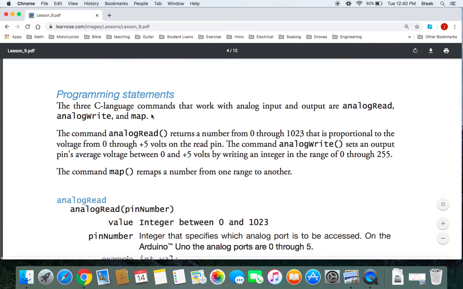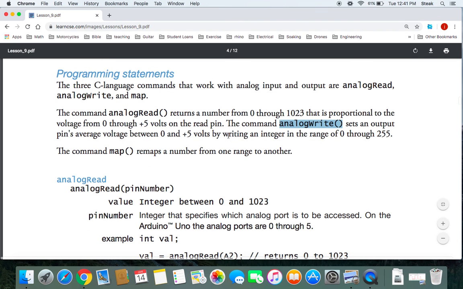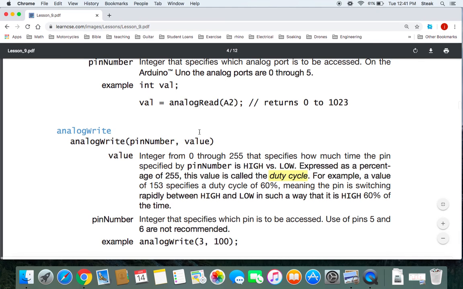Alright. So, programming statements. Here they are. Analog read, analog write, and map was one of our statements. So analog read, of course, is going to read like a potentiometer, and it's going to get a number between 0 and 1023. Analog write will use pulse width modulation to provide an average voltage somewhere between 0 and plus 5 volts. And when it does this, it can use an integer between 0 and 255 is what it uses.